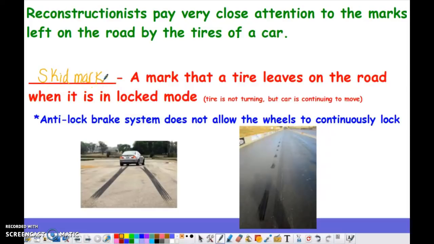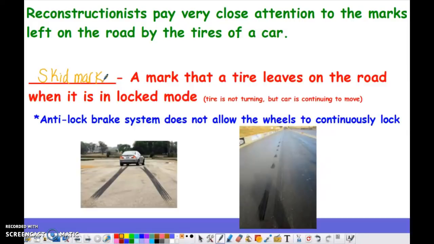A skid mark is a mark that a tire leaves on the road when it is in locked mode. So as soon as you hit your brakes super hard, your car is still going to continue forward, even though your tires are no longer spinning. It's going to leave a nice skid or a nice black line on the road.